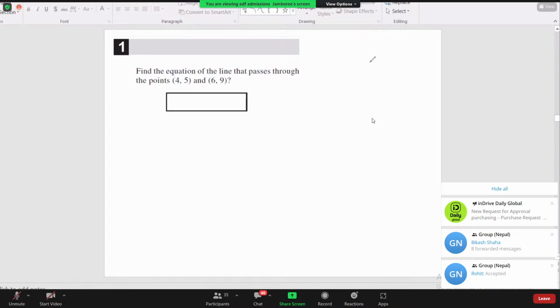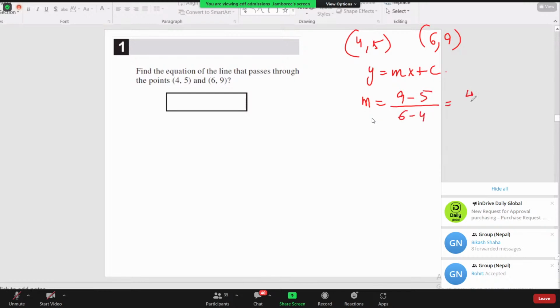Okay. So it says find the equation of the line that passes through the points 4, 5 and 6, 9. So we need to find out y is equals to mx plus c. So first of all, we'll figure out the slope of the line, which will be simply 9 minus 5 divided by 6 minus 4. So 9 minus 5 will be 4 divided by 6 minus 4, which is 2. Slope of the line will turn out to be 2. So you'll get to know y is equals to 2x plus c is the equation of the line.